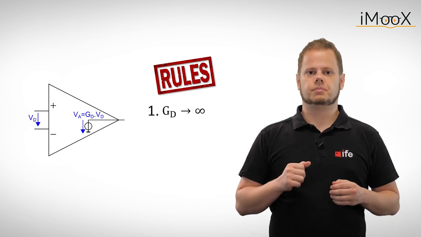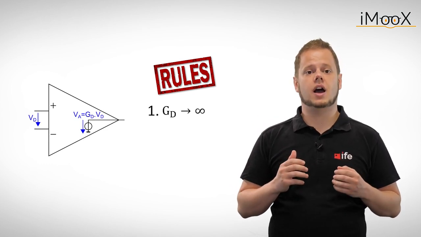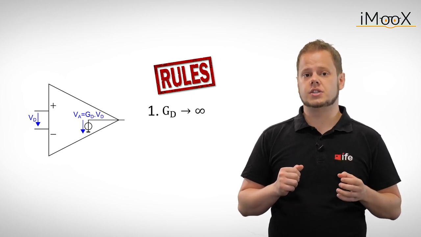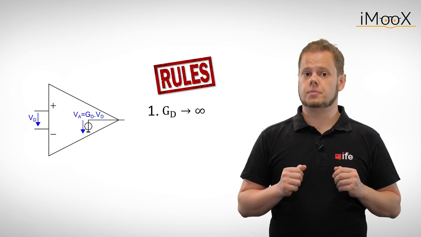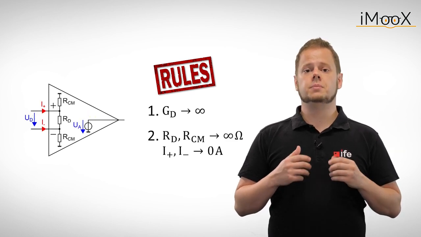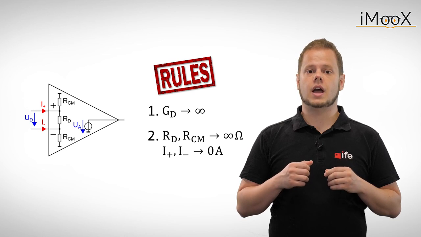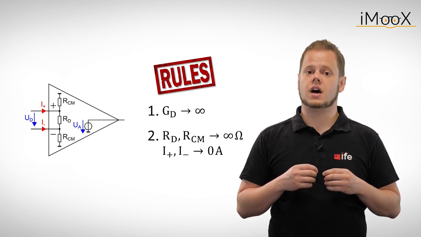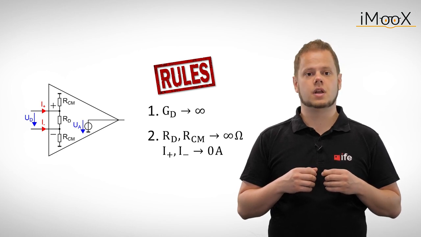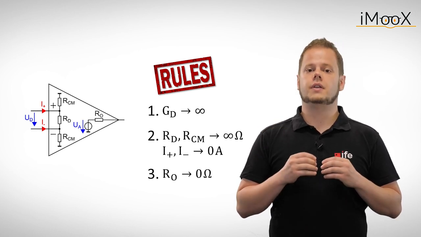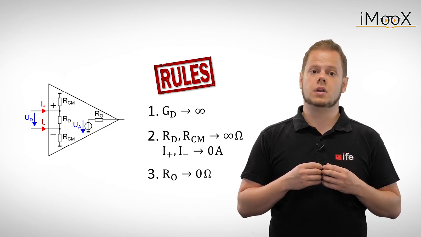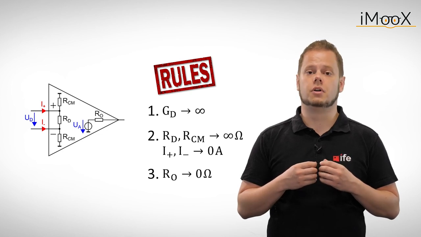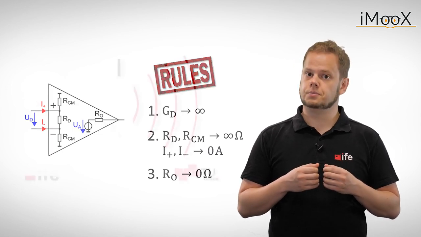The first rule: an operational amplifier has a very high differential mode gain GD, which means that the slightest change of input signals can be detected. The second rule refers to the input impedance for both common and differential mode. These are very high, and in turn no currents are flowing into the inputs. The third rule states that the output impedance is very low. Thus, the operational amplifier delivers the output voltage we want it to deliver regardless of the load.